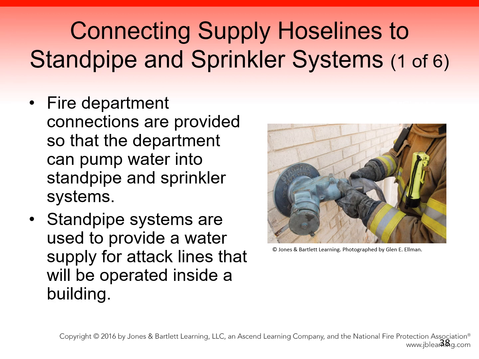The function of the hose line in this case is to provide either a primary or secondary water supply for the sprinkler or standpipe system. The same basic techniques are used to connect the hose lines to either type of system. Standpipe systems are used to provide a water supply for attack lines that will be operated inside a building. Outlets are provided inside the building where the firefighters can connect attack lines. The firefighters inside the building must then depend on firefighters outside the building to supply the water to the FDC.